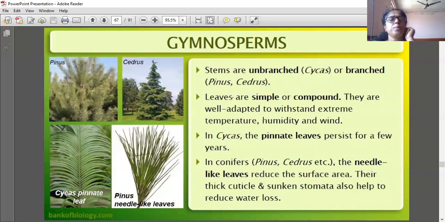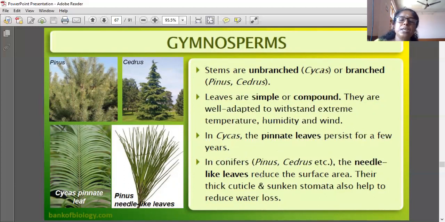Stems are unbranched or branched. In some, see, the stems are branched. Leaves are simple or compound. This is a simple leaf and this is a compound leaf. They are well adapted to withstand extreme temperature, humidity, and wind. In Cycas, the pinnate leaves persist for a few years.